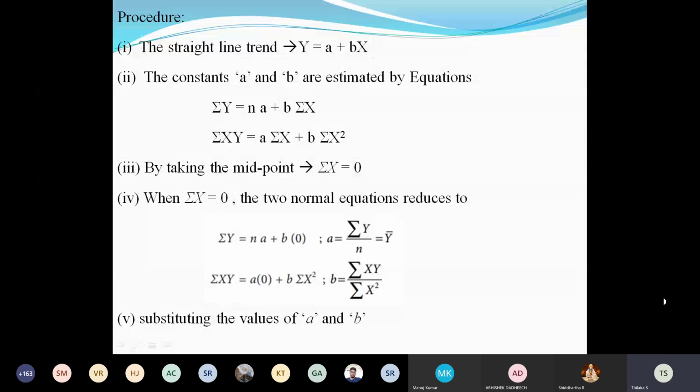Likewise, in the second formula, the first term will be 0 because it contains sigma x. So a sigma x value is equal to 0, means a into 0, so that becomes 0. So small b is equal to sigma xy divided by sigma x square. By using this, the x value, or the time period which we are going to give for the years, and y is the value which was already given. So by knowing these values, we can find out the values for the constants small a and small b, and we have to substitute the values of a and b in the formula to get the straight line equation. Is it clear, guys?